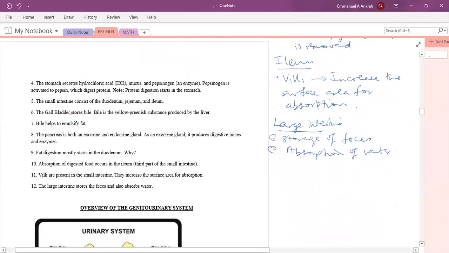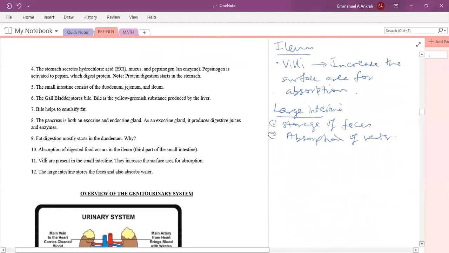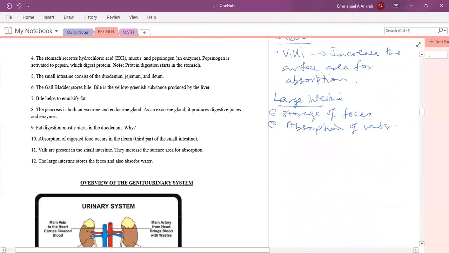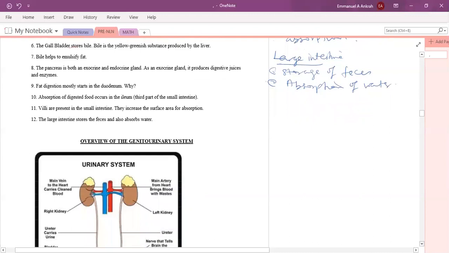All right, so key points 1 to 12. When you get a chance, you read all that I've discussed. It's down there. Any question on the digestive system overview?